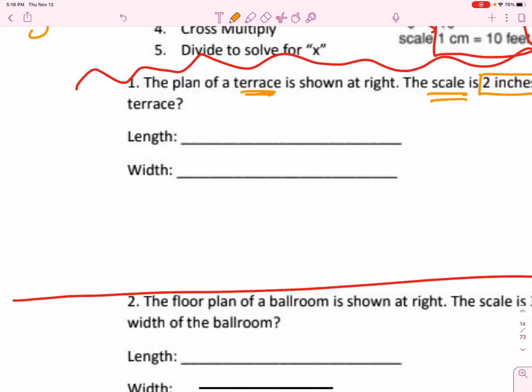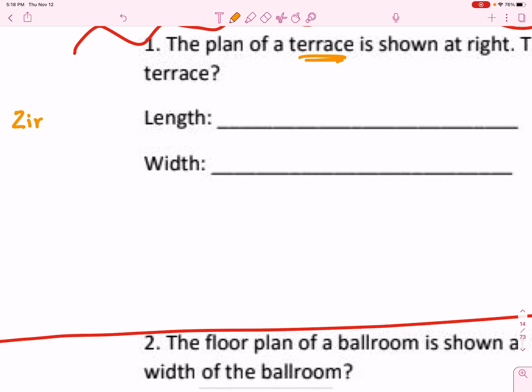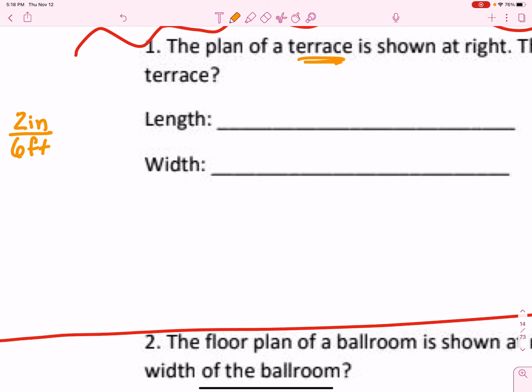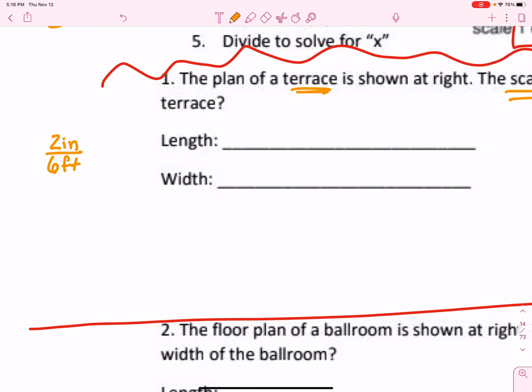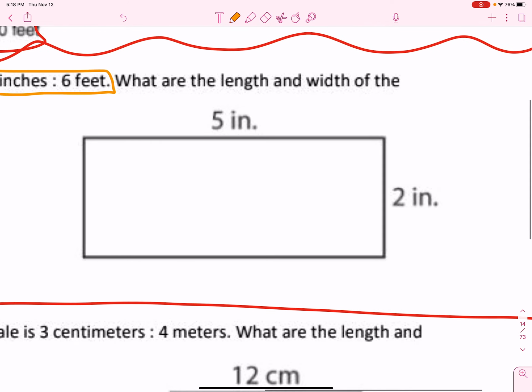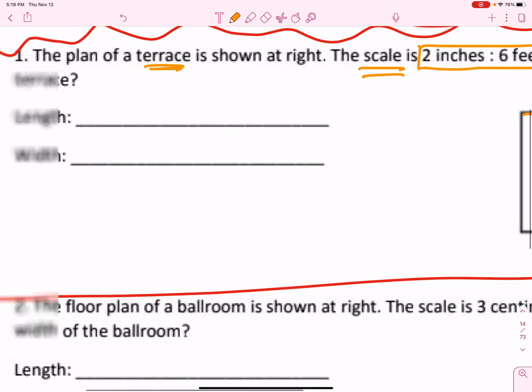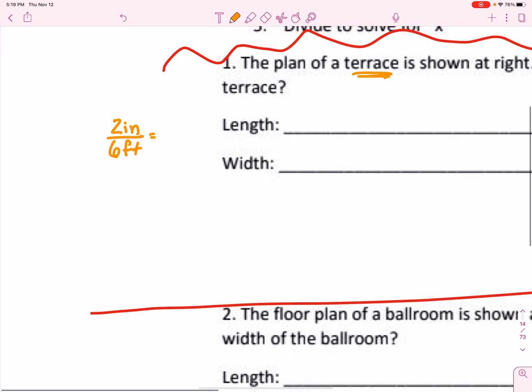Our primary ratio is our scale. So we have 2 inches represents 6 feet. If that's true, what is the size on our terrace? Now we have a length and a width here, so that means we're going to have to do this twice. Let's pick a side first. Let's do this side, 5 inches. So if I'm setting up this proportion and I want my labels to match, is 5 inches going to go on the top or the bottom? Right, it's going to go on the top.